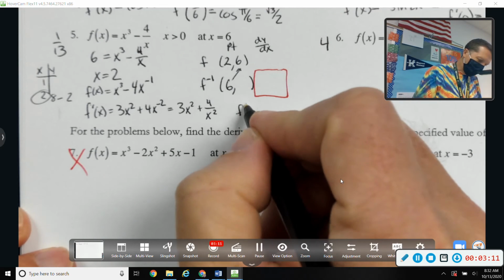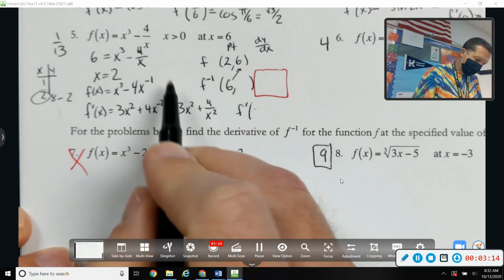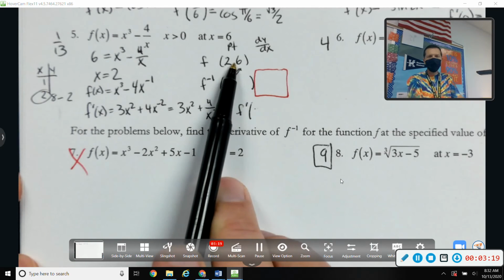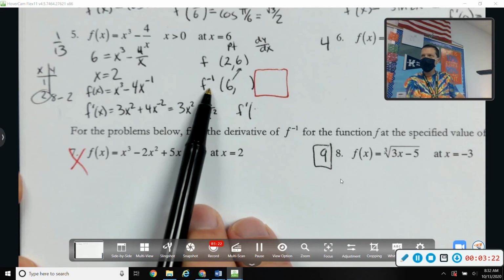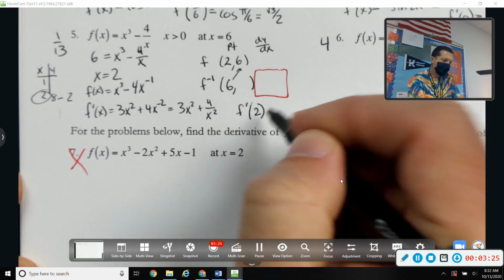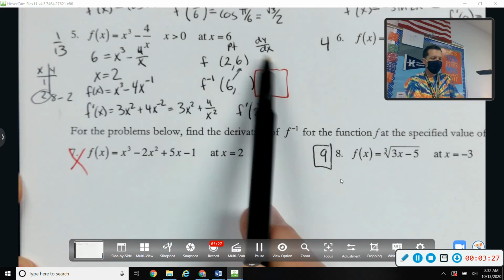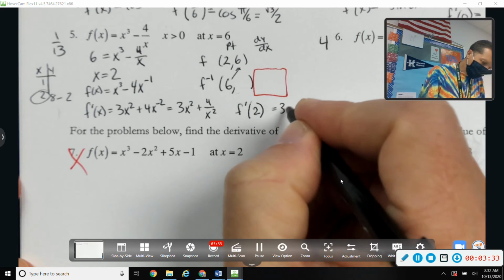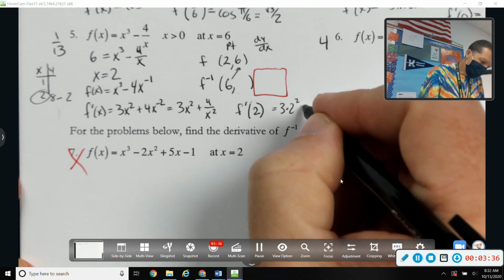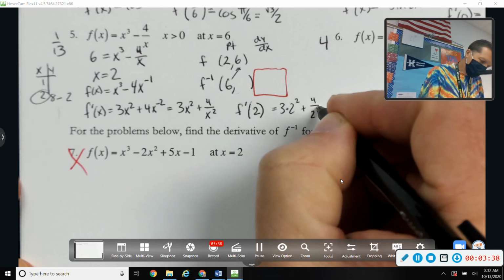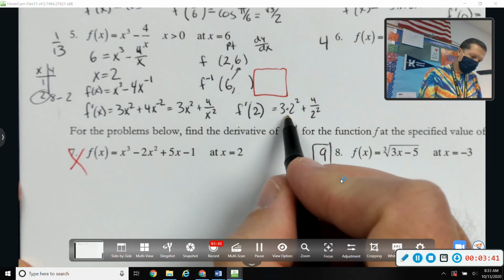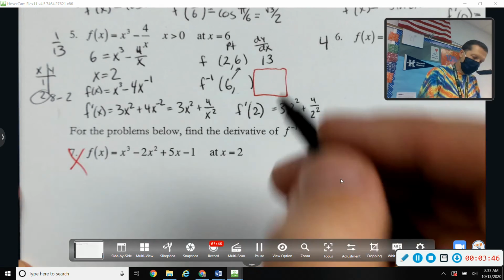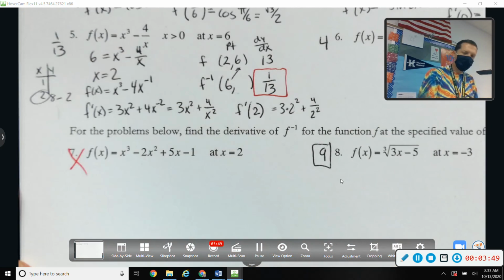And if I evaluate that at, okay, so where we get confused sometimes. Not at 6, but at 2, because I'm on f, not the inverse. So I want to evaluate it at 2. That'll tell me the derivative of the function, and then I'll flip it over to get the derivative of the inverse. So 3 times 2 squared plus 4 over 2 squared. That would be 12 plus 1 is 13. If I flip it over, I get 1/13, and that's what we said the answer was yesterday.